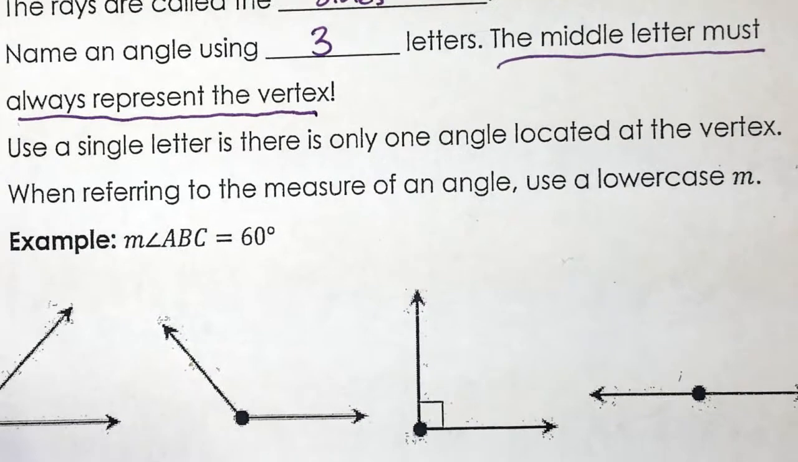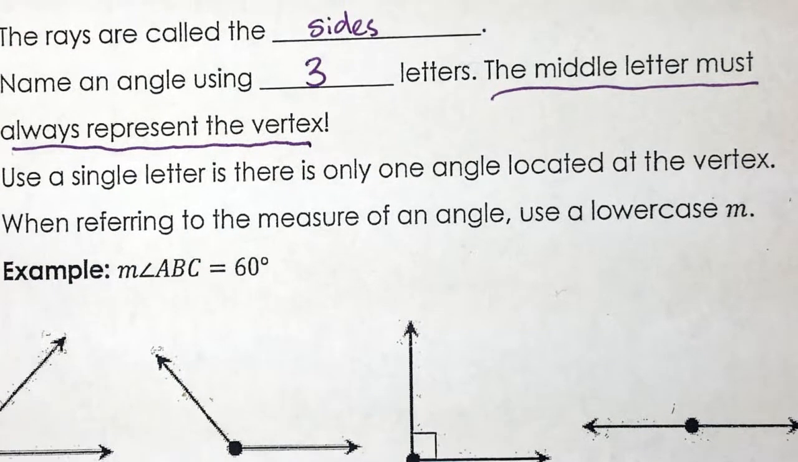Use a single letter if there is only one angle located at the vertex. I'll show you what they're talking about right there on the back. You can name it with one letter sometimes, and it has to be that vertex letter, but that's if you're only looking at one angle by itself. Sometimes you have multiple angles connected to each other. You can't name that with one letter.